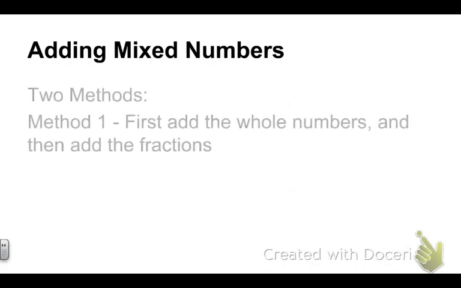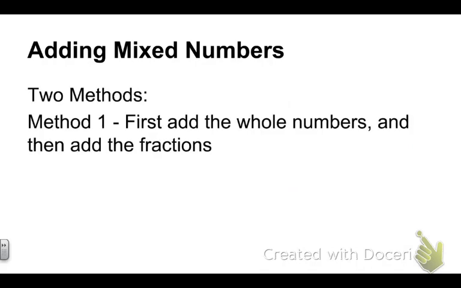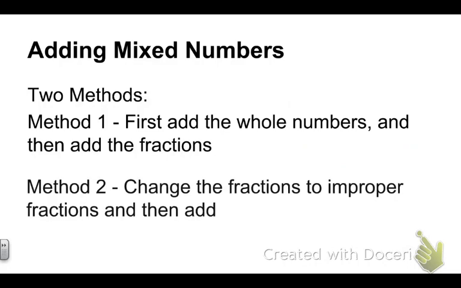Alright, so when you add mixed numbers, there's 2 methods, 2 different ways you could do this. The first method is you could add the whole numbers first and then add the fractions. If you want to separate it, go for it. The second method is to change the fractions to improper fractions and then add.